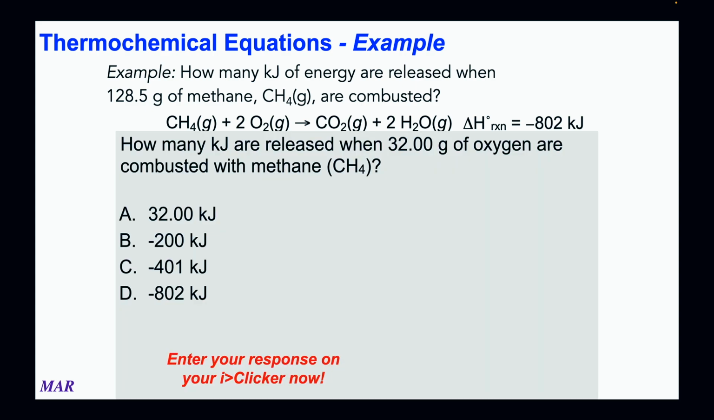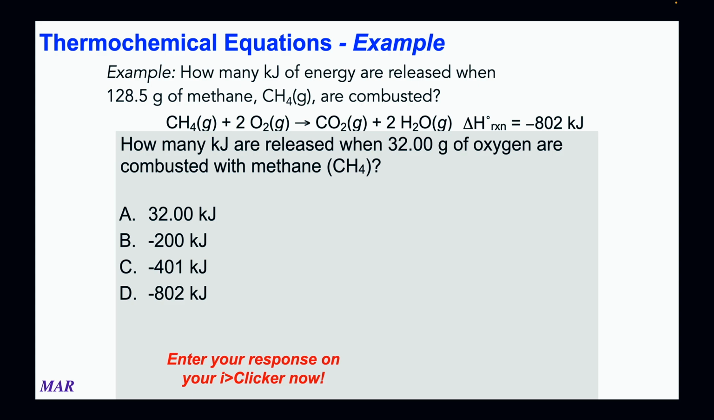In this example, we'd like to know how many kilojoules are released when 32 grams of oxygen are combusted with methane. So this is a similar kind of problem. We're going to go grams, in this case, of oxygen to moles first, and then we'll use the conversion in the reaction to turn moles of oxygen into a value of delta H. So the molar mass of oxygen is 32.00 grams per mole. So 32 grams of oxygen divided by 32.00 grams per mole is 1 mole.